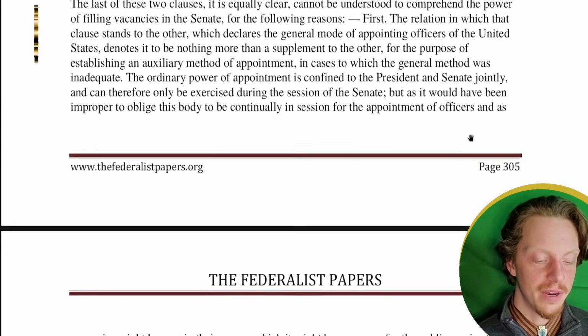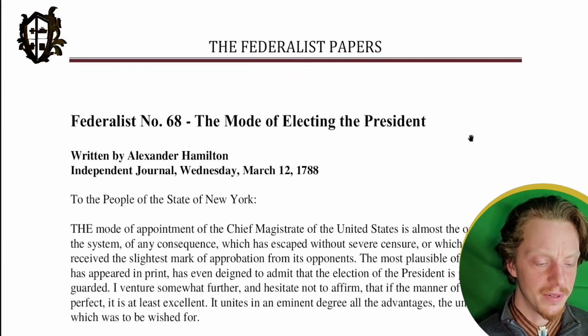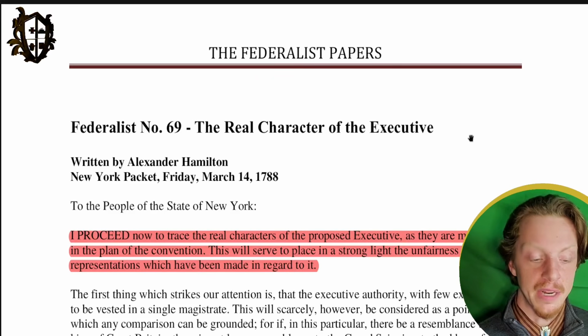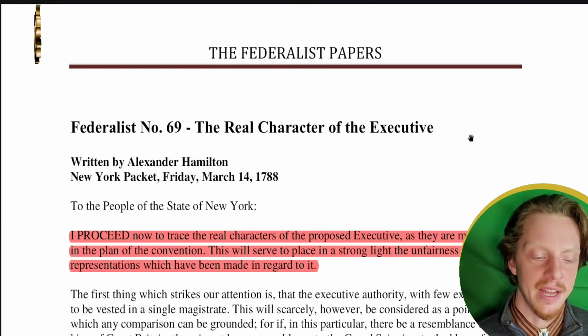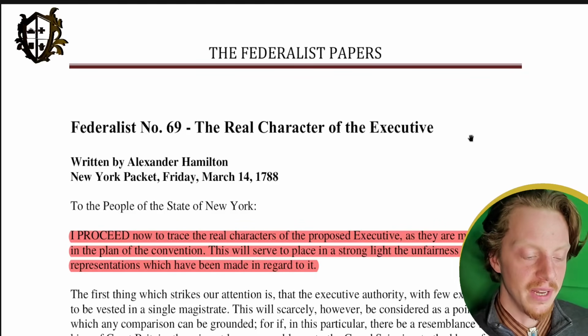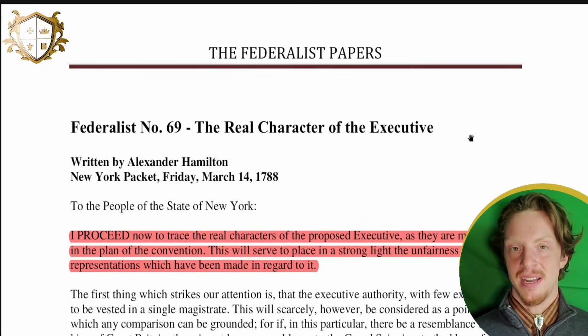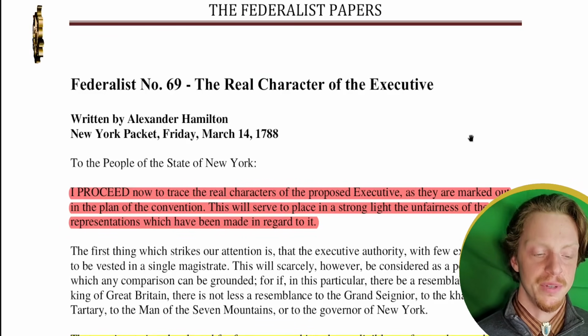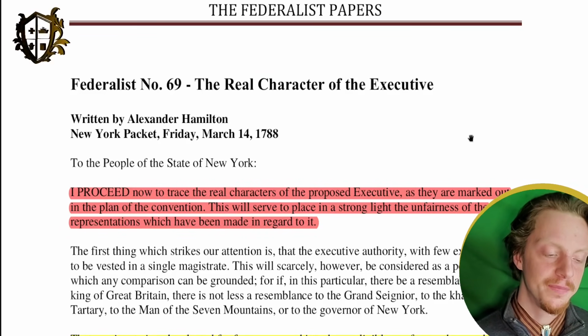Scroll down a little bit further. I think I highlighted another section in this paper. Oh, I guess not. So we'll go on to Federalist Paper number 69. And you're welcome to read number 68. It mainly talks about how the president is to be elected. Number 69 is where we really discuss exactly what the executive is supposed to be doing, the purpose of the executive.